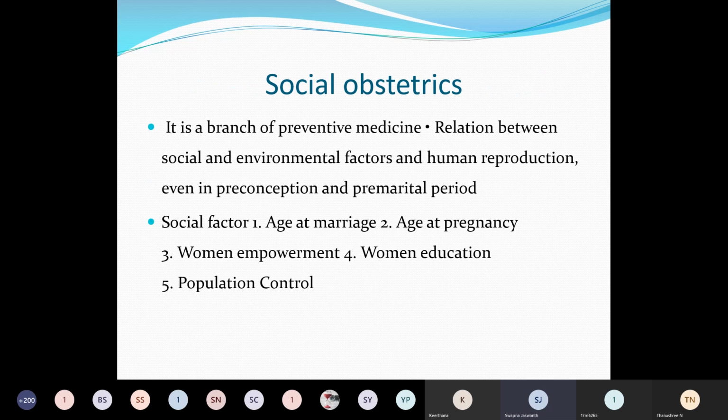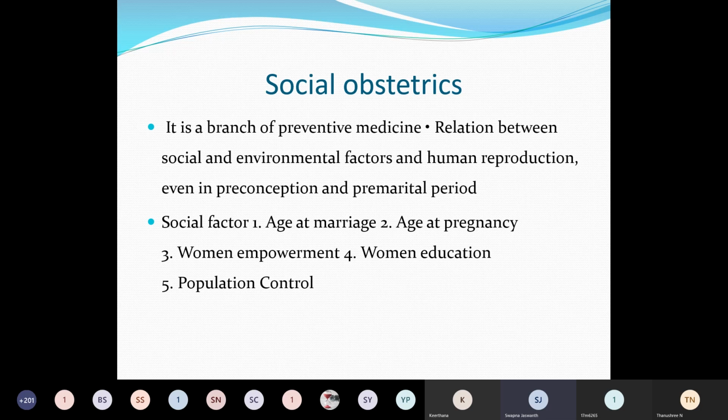Now coming to obstetrics, you know what is obstetrics. Now what is social obstetrics? So social obstetrics is largely a preventive medicine. So it is mainly preventing the health conditions among the mother so that the mother is healthy throughout the pregnancy, puerperium, as well as after delivery, and she gives birth to a healthy baby. So at the end, there is a healthy mother as well as a healthy baby.